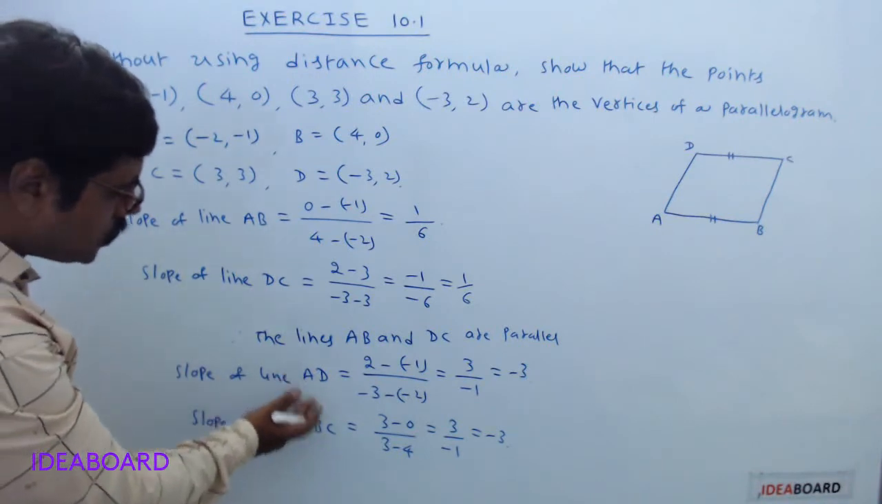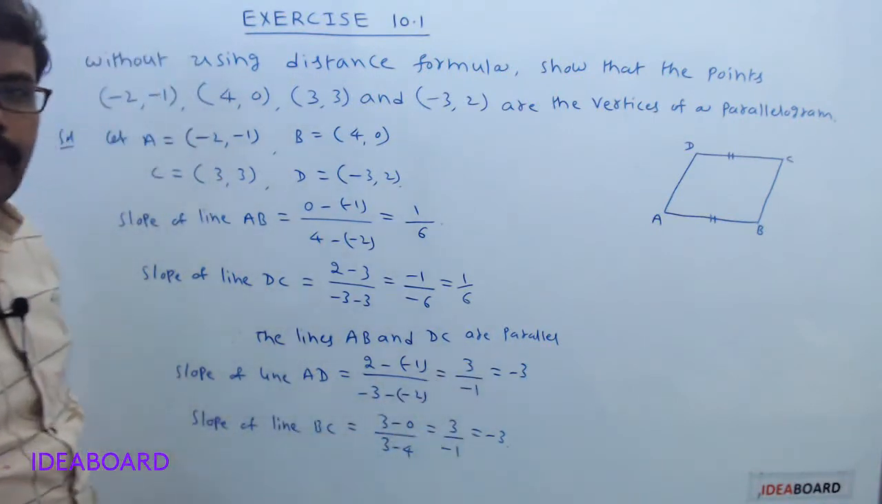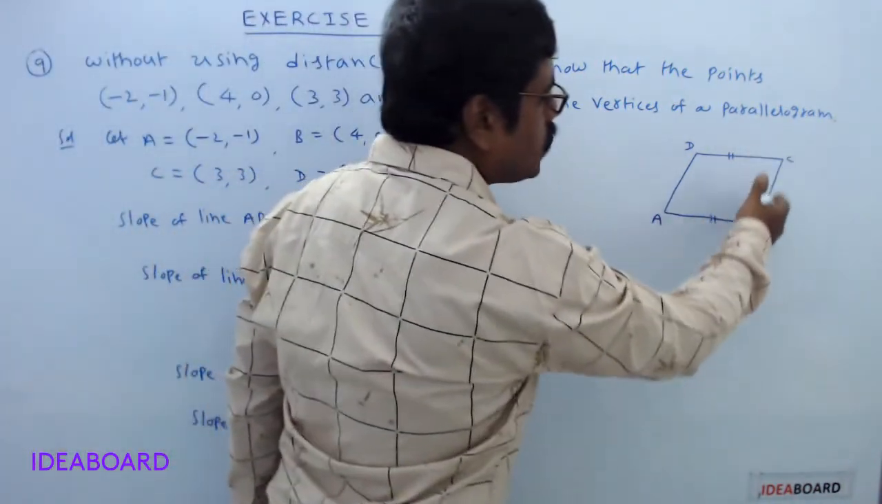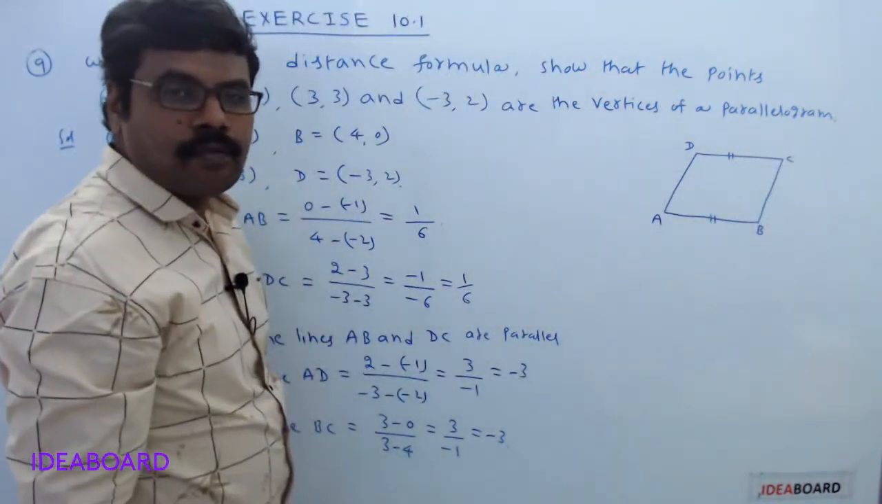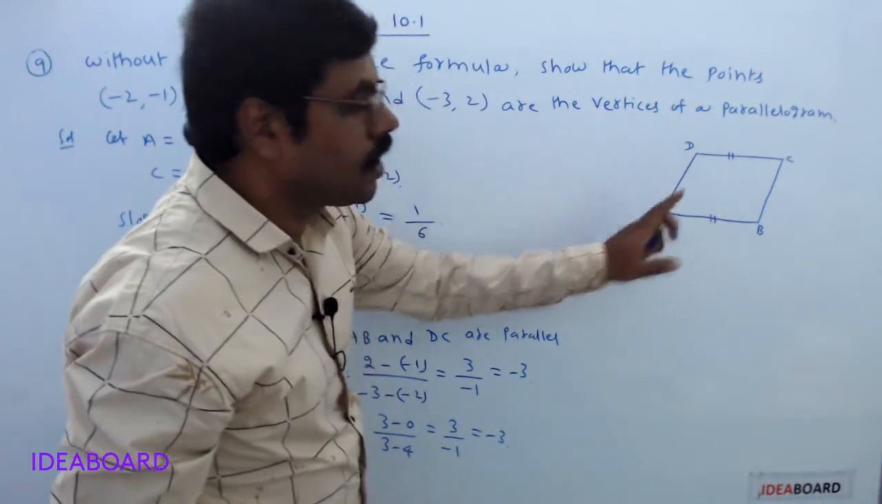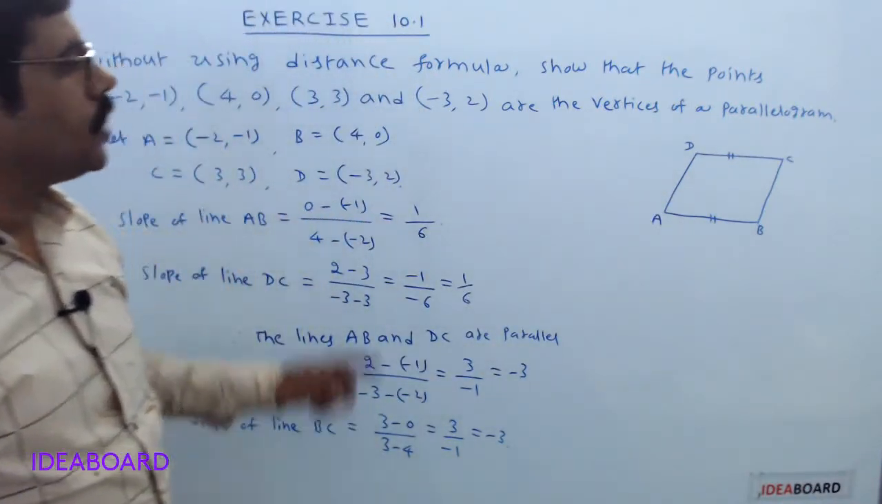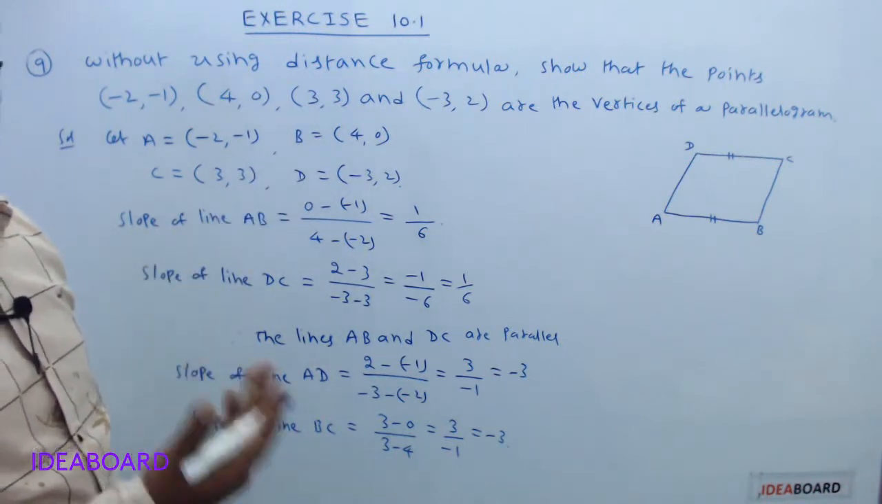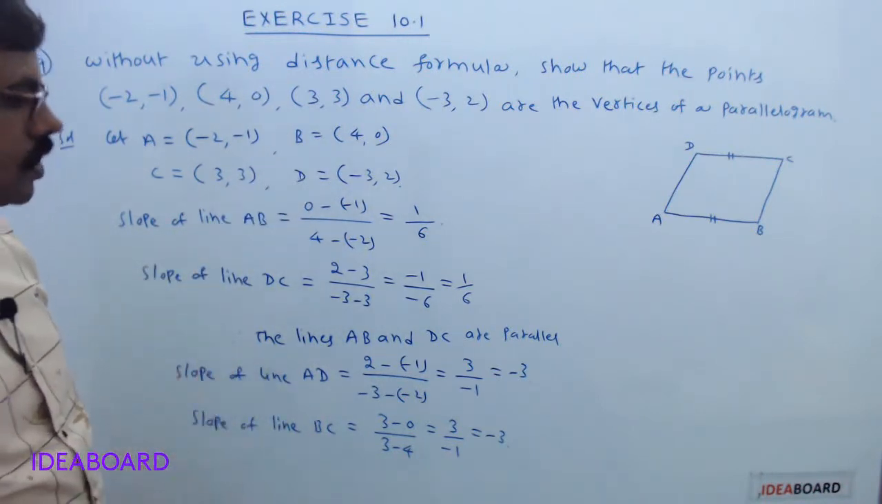Again, slopes of these two lines are equal. It means these two lines are parallel. So AD and BC are parallel. So it means opposite sides are parallel. It means given vertices form the parallelogram. So write down the conclusion.